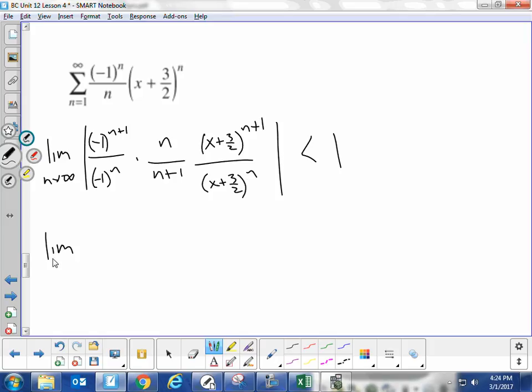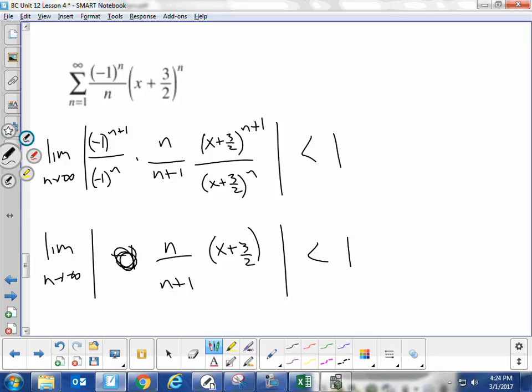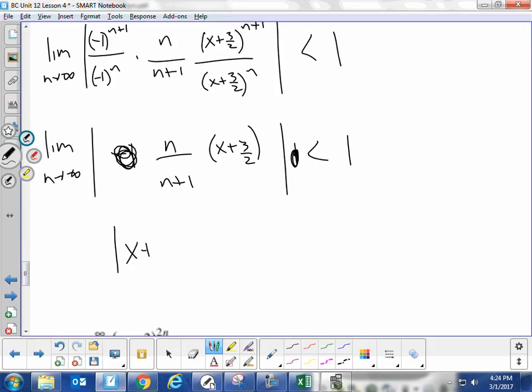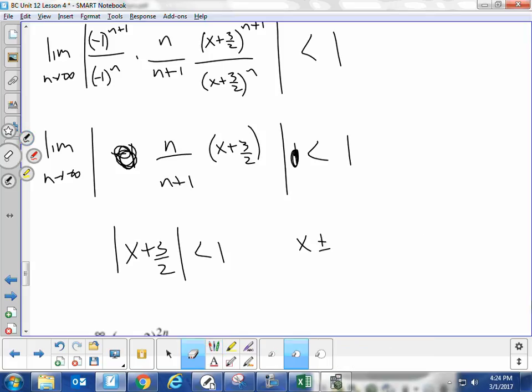What do I end up having? This is -1 to the n times -1. The -1 to the n's cancel, and I'll just be left with a -1. This is n over n plus 1. This is x plus 3 halves. And then the x plus 3 halves to the n would cancel. And this would have to be less than 1. I can pull out the -1, make it a positive 1. This would approach 1. So I'd end up with the absolute value of x plus 3 halves has to be less than 1, which means x plus 3 halves has to be between 1 and -1.